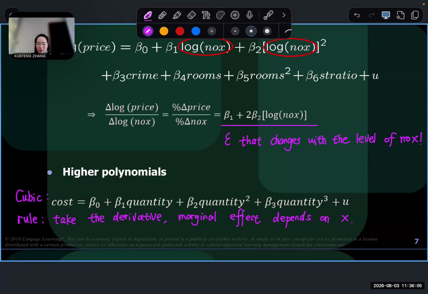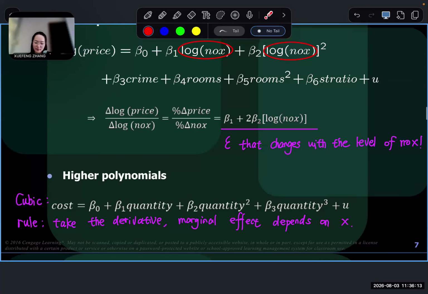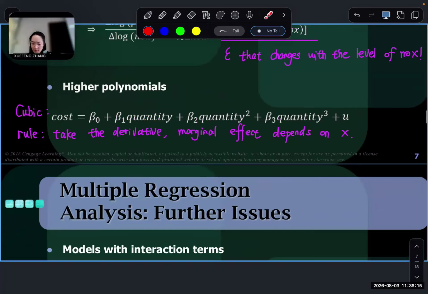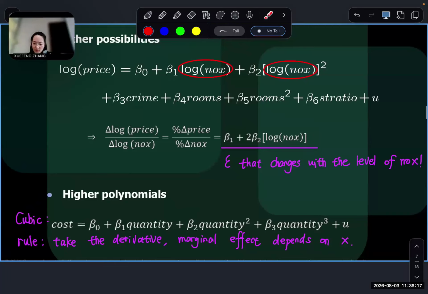Okay, here is the rule. Take the derivative and then you'll get the marginal effects. Okay, let's think about it. When should you use quadratic or higher polynomial? When should you? You cannot just take the quadratic as you want.